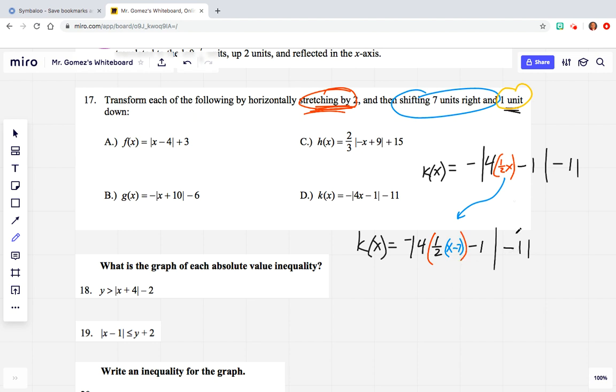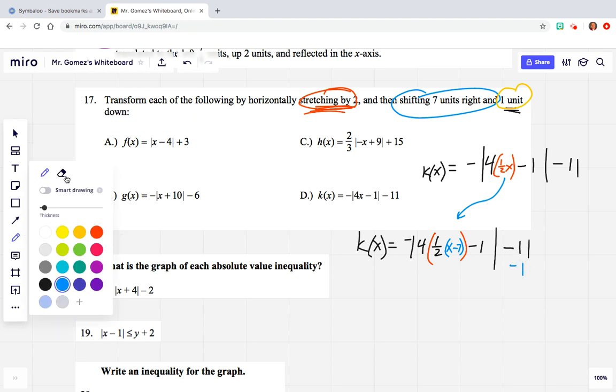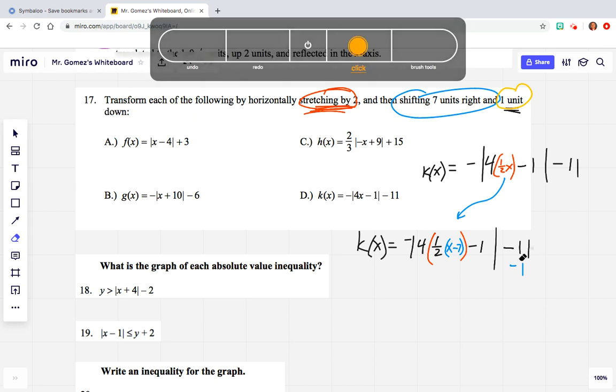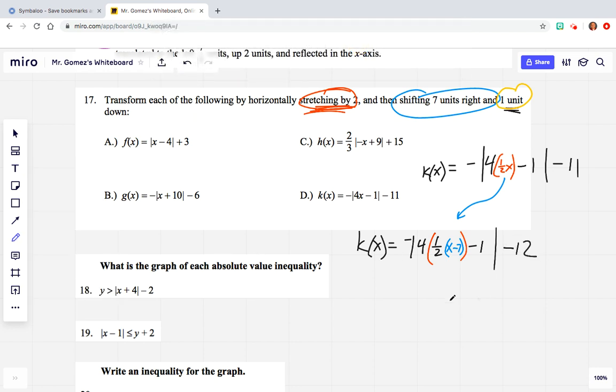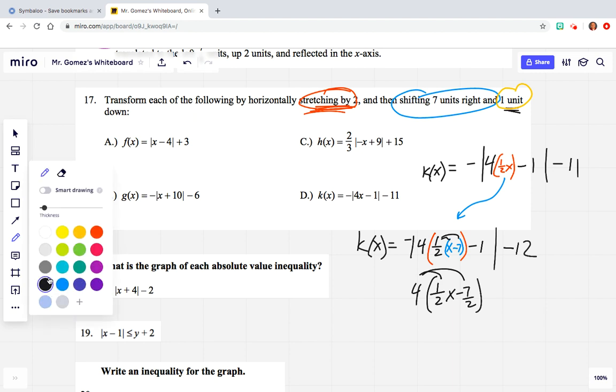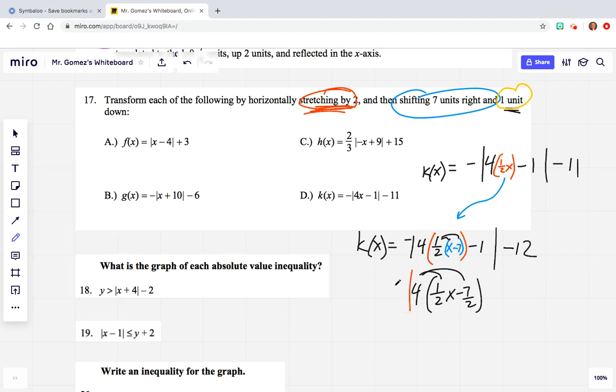And then last but not least, we'll shift 1 unit down, which this one, it's going to be -11 minus 1, which of course you're just going to add those two together and get a -12. So that one's the easy one. And then now we're just going to distribute this 1/2 first. So we'll get 1/2 x minus 7/2. And then we still have to distribute now this 4. And then the rest of it is still just a copy down. So -1, absolute value, -12 on the outside. And this is k of x.